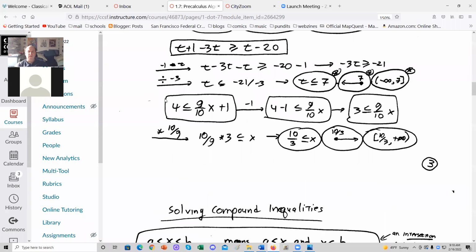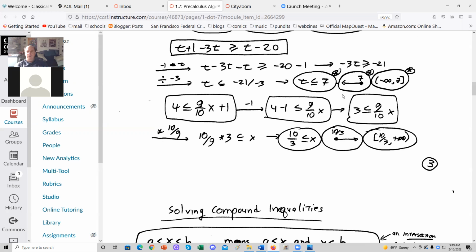Here we have 4 less than or equal to 9/10 x plus 1. Up here, we'll subtract this 1 from both sides. That'll keep the inequality the same. So you get 4 minus 1 is less than or equal to 9/10 of x. So 3 is less than or equal to 9/10 of x. Now, we isolate x by multiplying both sides by the reciprocal of 9/10. That's 10/9.